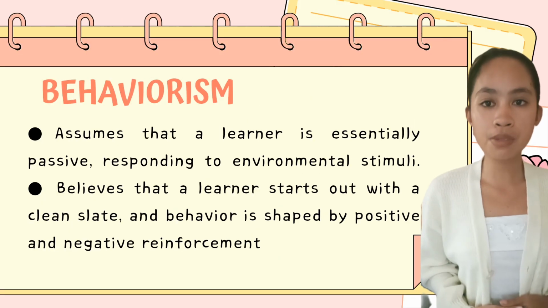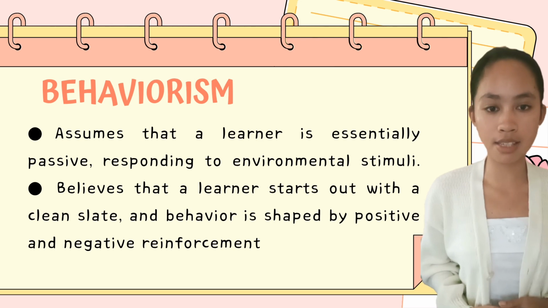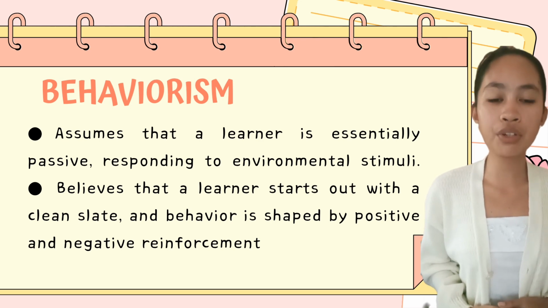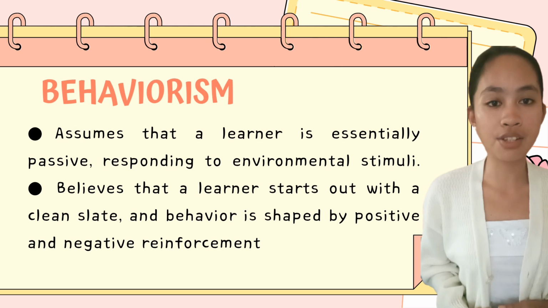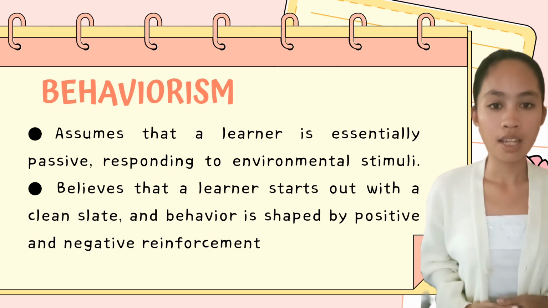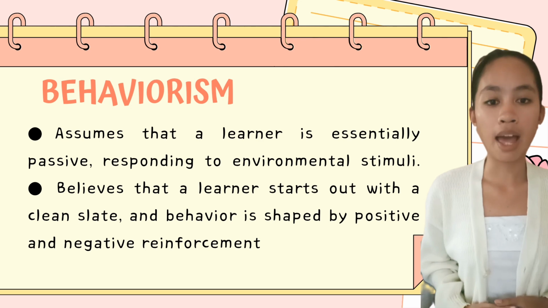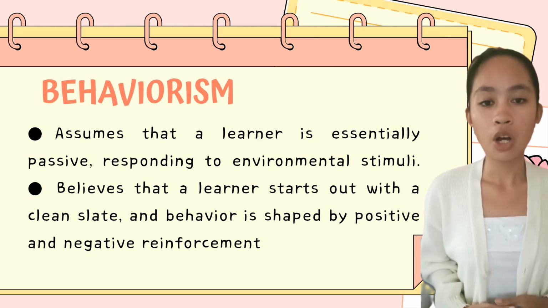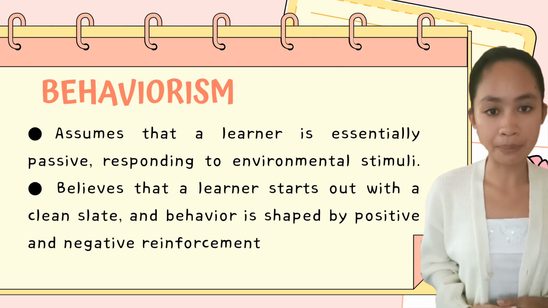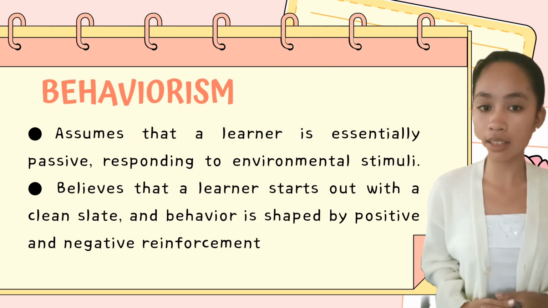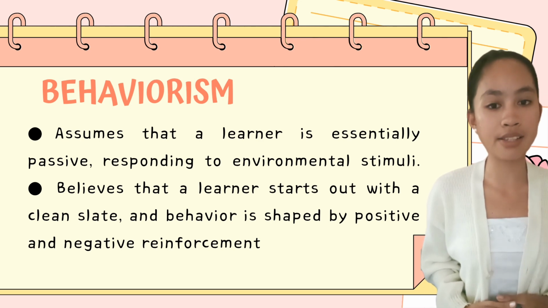First, assumes that a learner is essentially passive, responding to environmental stimuli. So, behaviorism views the learner as reacting to their environment. They don't actively think, but learn through rewards and punishment. So like for example, a student who passed her exam and she was given chocolate or candies by her parents as a reward.